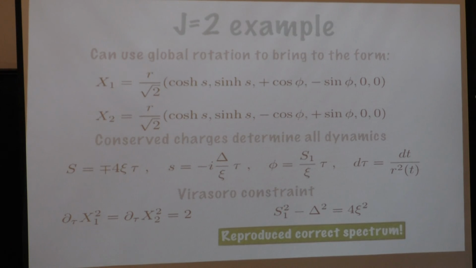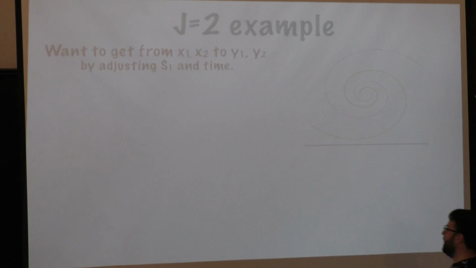So for the spectrum, it works perfectly. This is how the solution looks. You have two particles, and they spiral around like that, and also go further away from each other. So now we can also ask ourselves, can we reproduce the 4-point function? And the answer is yes.